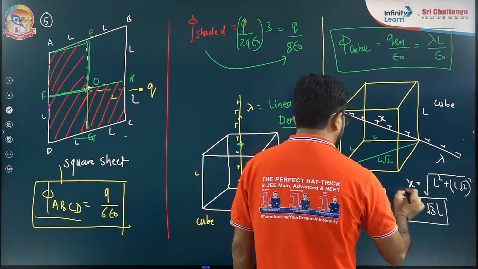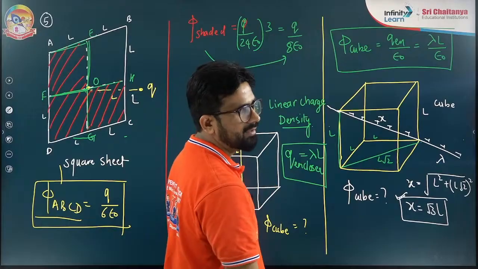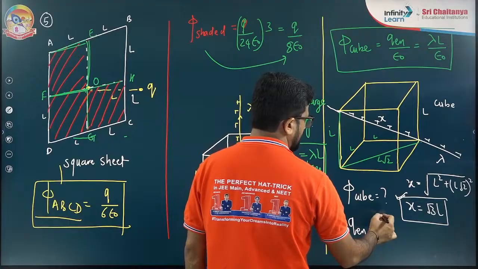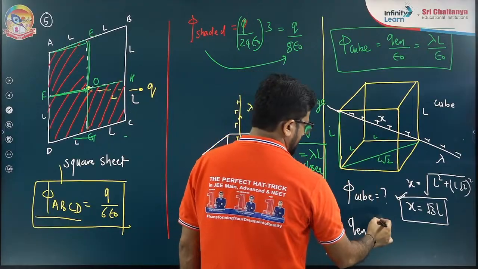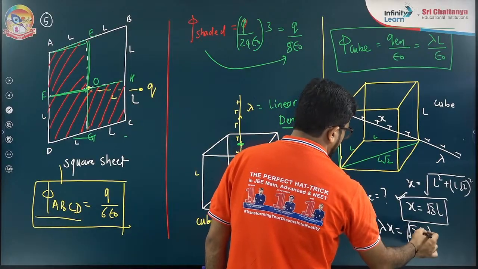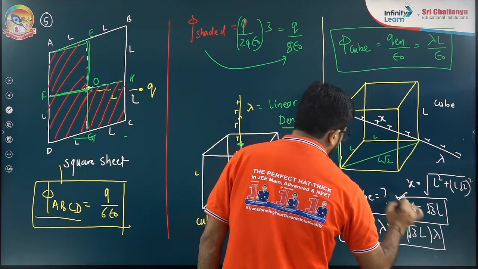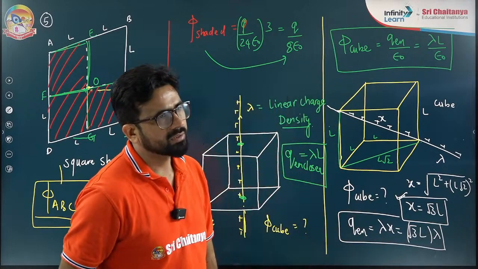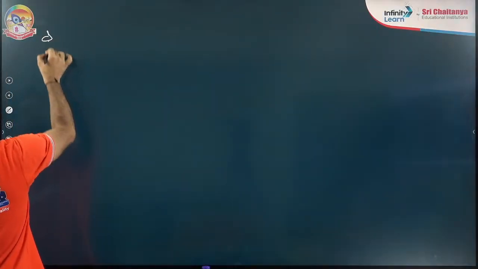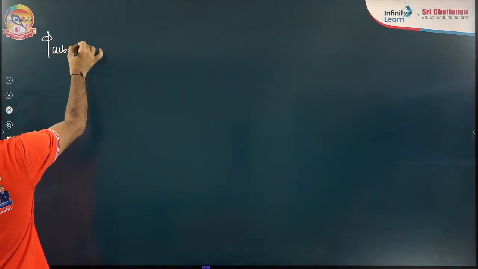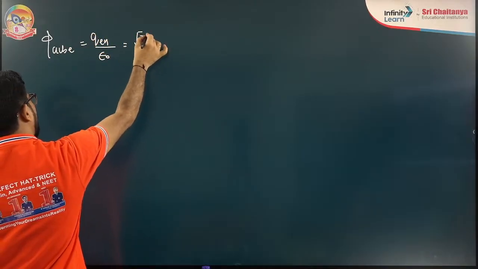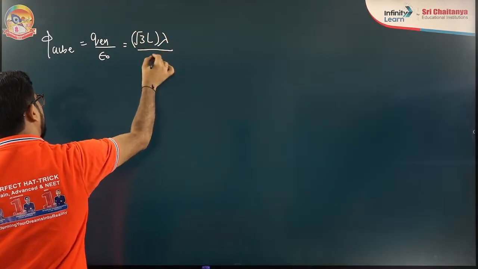If you understand x, that means you can understand the charge enclosed. What is the charge enclosed? That is equal to lambda into x, that means root 3 times L into lambda. You can put it, you will get the charge enclosed. If you know the charge enclosed, that means you can find the phi. So the flux associated with it is equal to Q enclosed divided by epsilon naught, that means root 3 times L into lambda by epsilon naught.